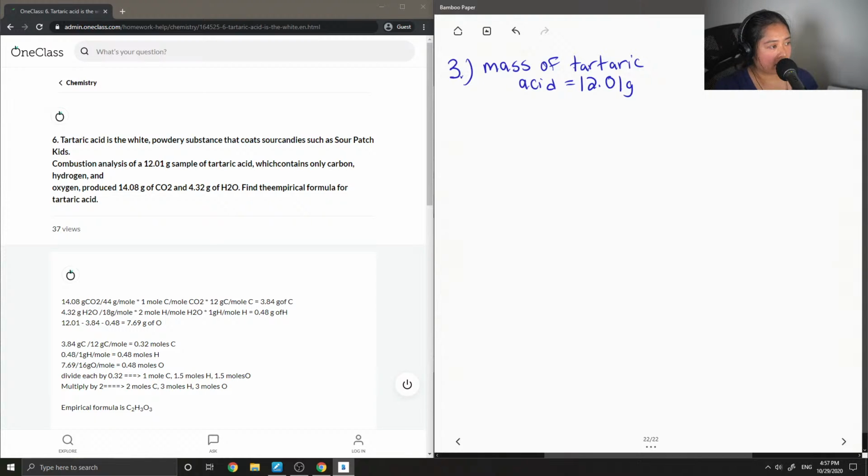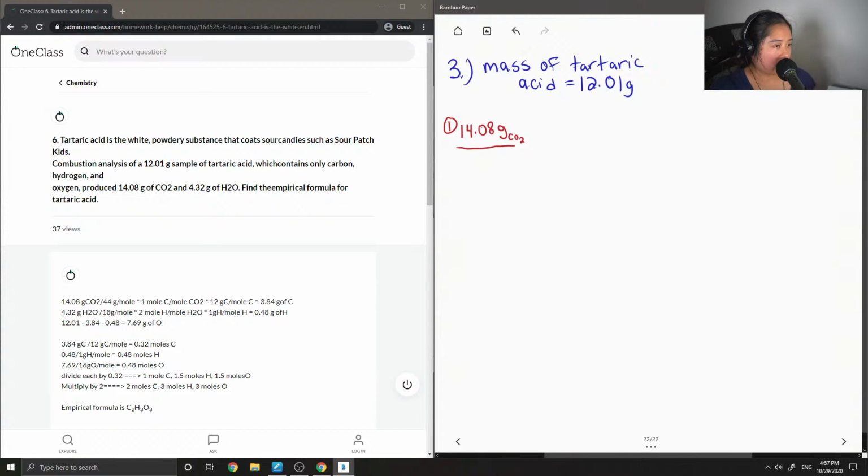So basically, to find the mass of the carbon, let me write it as step 1. We know that the mass of CO2 is 14.08 grams. I'm going to write out clear units so that you can see where everything came from and also how it cancels out in the end. First thing I'm going to do is find the moles of CO2 that was released.